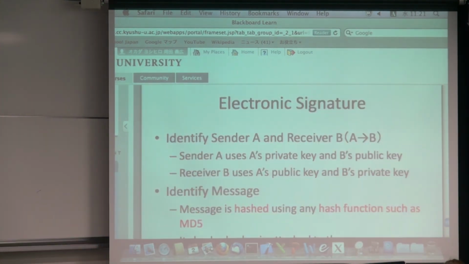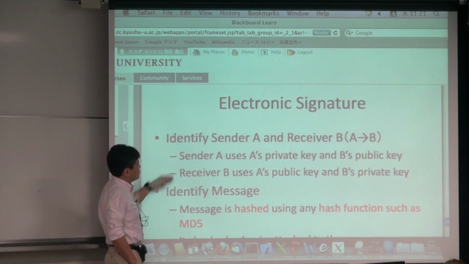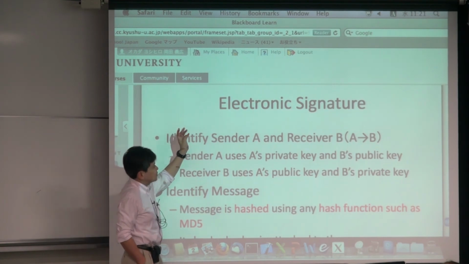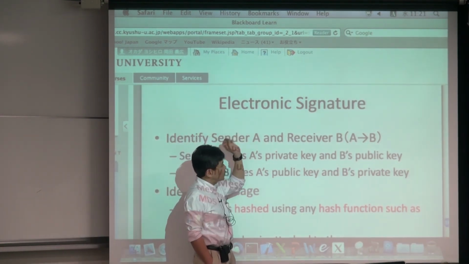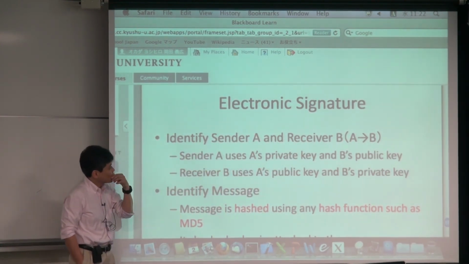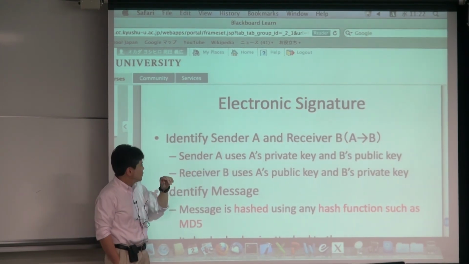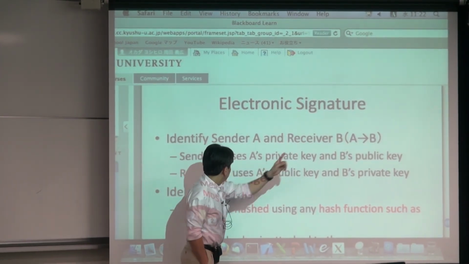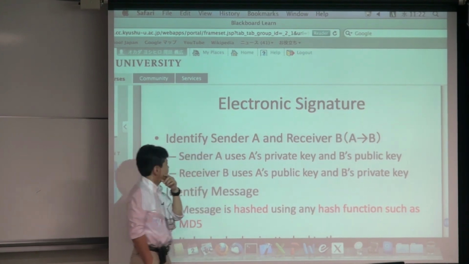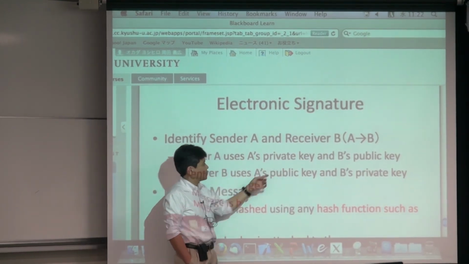Okay. So another term is electronic signatures. This works to identify sender A and receiver B. When an important message is sent to B from A, in this case sender A uses A's private key and B's public key, and receiver B uses A's public key and B's private key. So in this case, both private and public keys of the two persons are used.